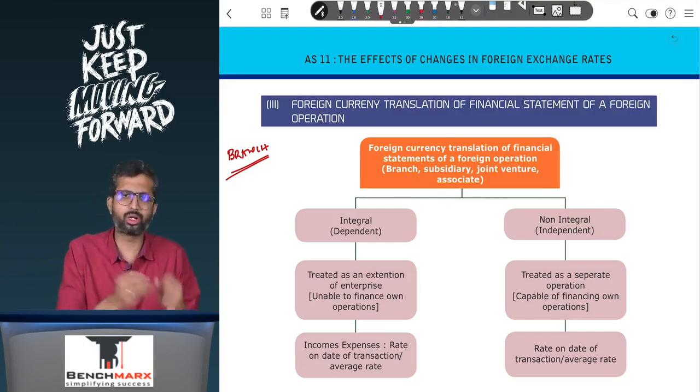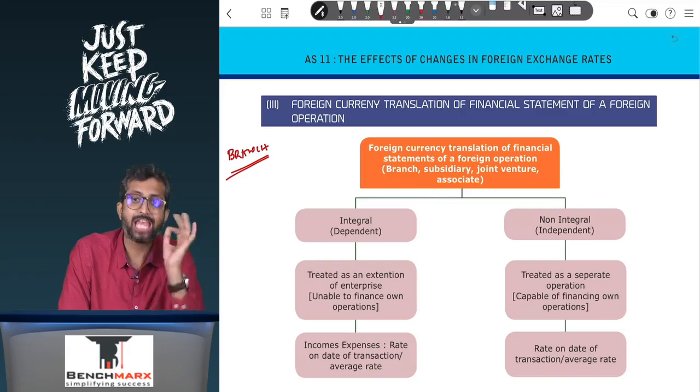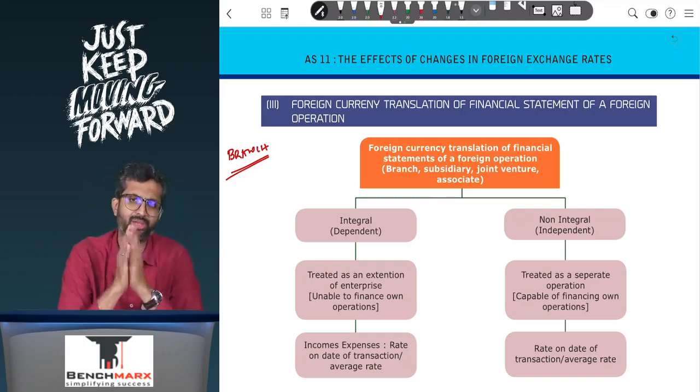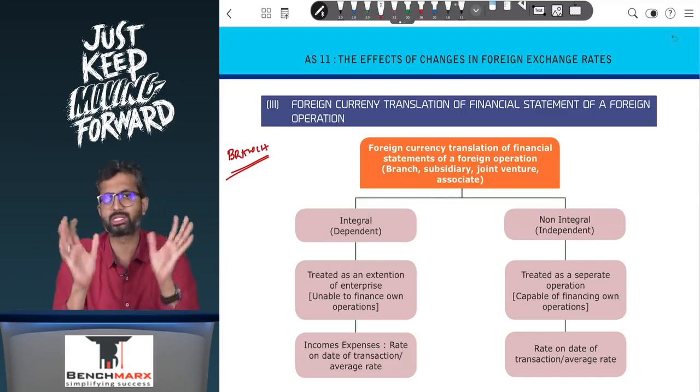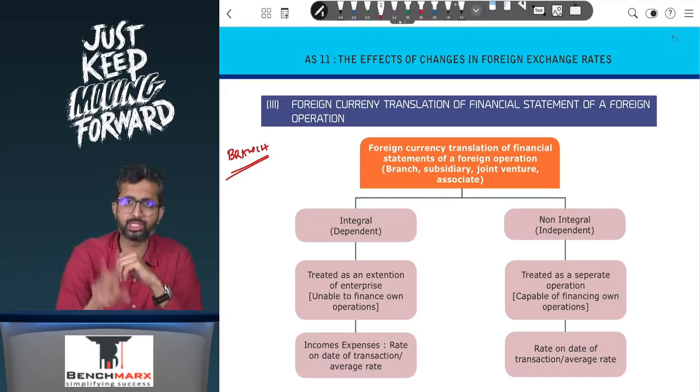Well, I must have recorded my entire trial balance in pounds, but I need to prepare my accounts in rupees, and hence I will have to convert each of these items into rupees at some predefined rates, for which the standard gives you certain guidance. So it says that before you select which rates, you figure out what type of operation it is. There are two types of operations.